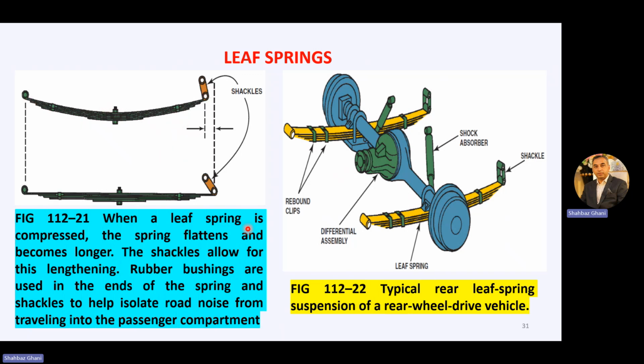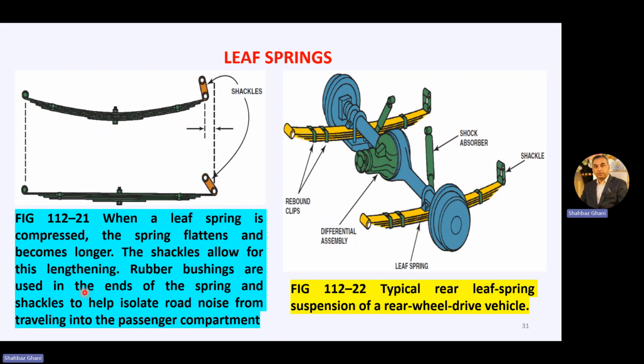When a leaf spring is compressed, the spring flattens. In the normal position, it is like this. When it is compressed, it becomes straighter. Okay, and this is your center bolt. So this shackle provides this travel, this distance. The shackle allows for this lengthening.